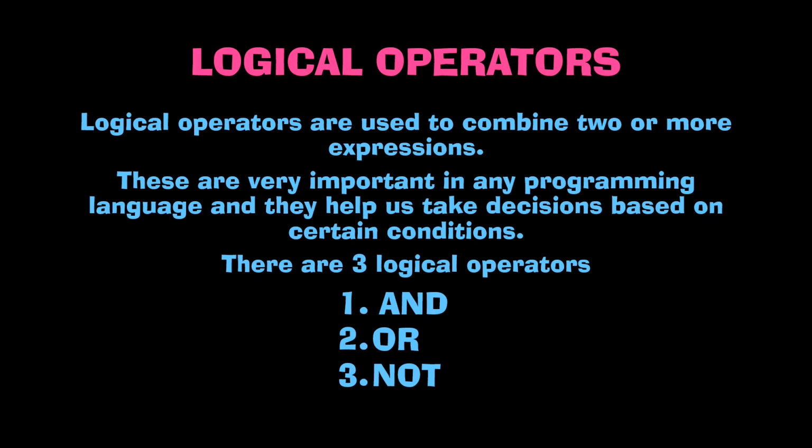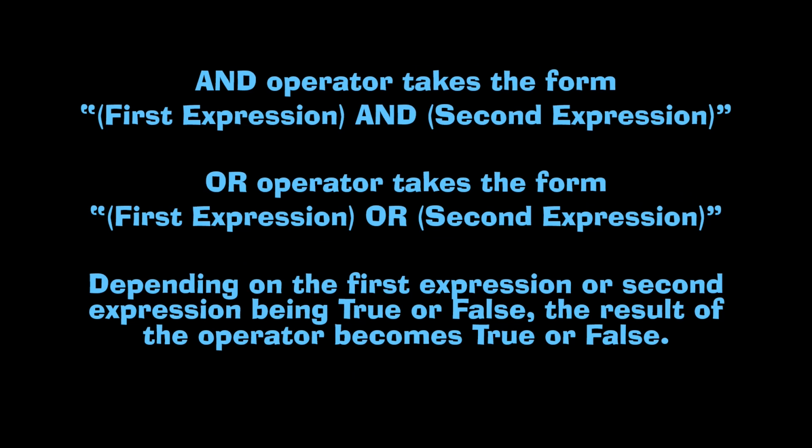And the third and last type is logical operators. They are used to combine 2 or more expressions. We have 3 logical operators which help our computer to take logical decisions. They are AND operator, OR operator and NOT operator. AND operator and OR operator are similar in form. You can see the two on screen. Depending on the first and second expression being true or false, the result of the operator becomes true or false.